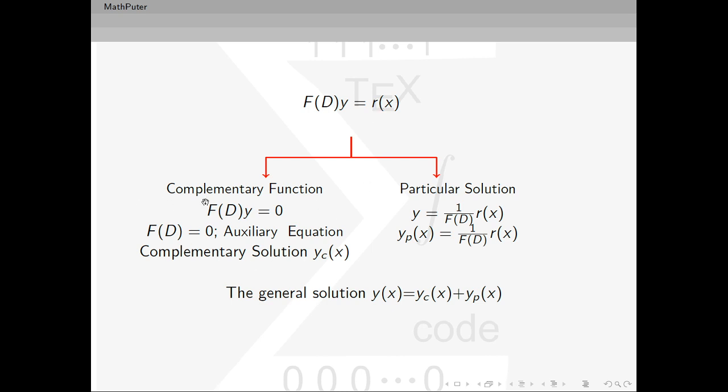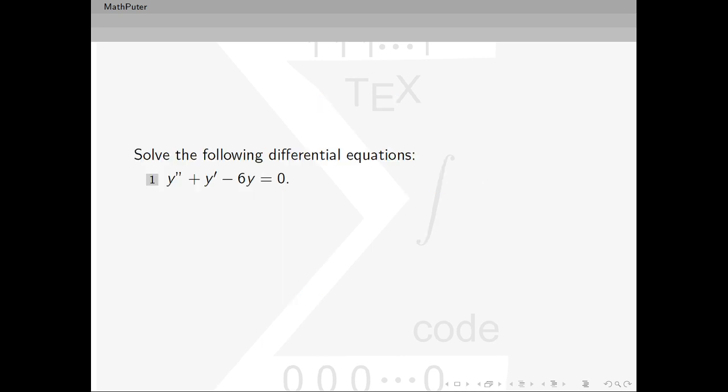So let us discuss the complementary solution. How do we find the complementary solution? We start with these three examples. y double dash plus y dash minus 6y equal to 0. The second example is y double dash minus 10y dash plus 25y equal to 0. And the third one is y double dash minus 4y dash plus 13y equal to 0.